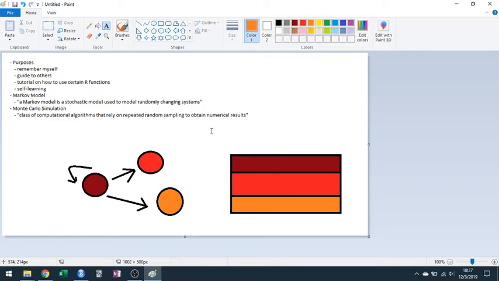The first is to remind myself how I did it when, a year after completing it, I want to understand my code. The other is as a guide to others who are interested in also building the model, a tutorial for certain people on how to use certain R functions, and then finally a way for myself to learn how I used to do it in case I have to do it again, similar to the first purpose.